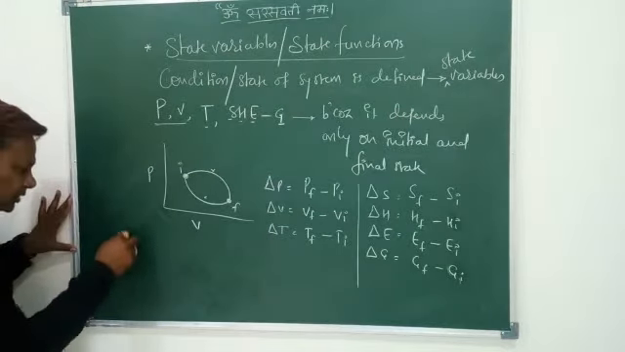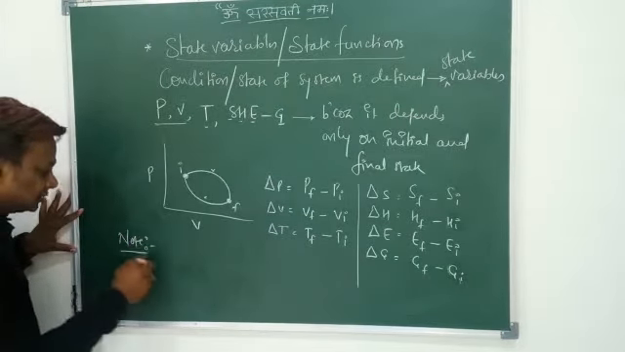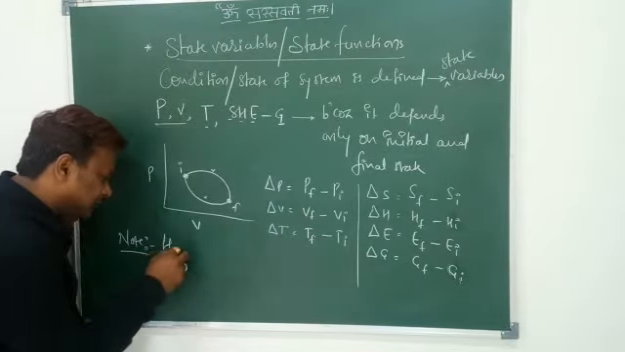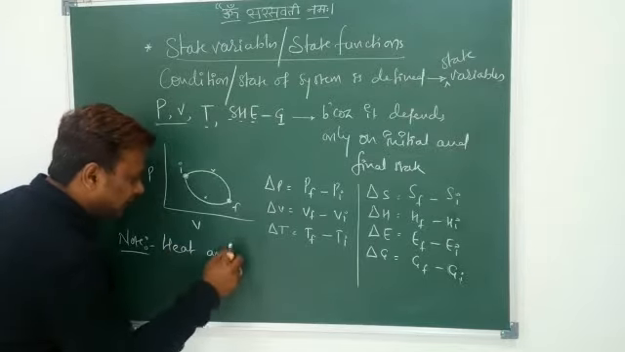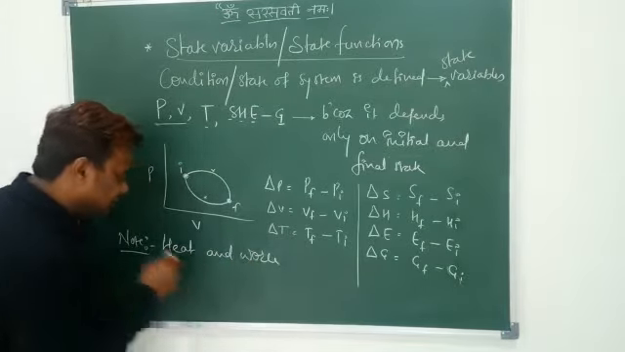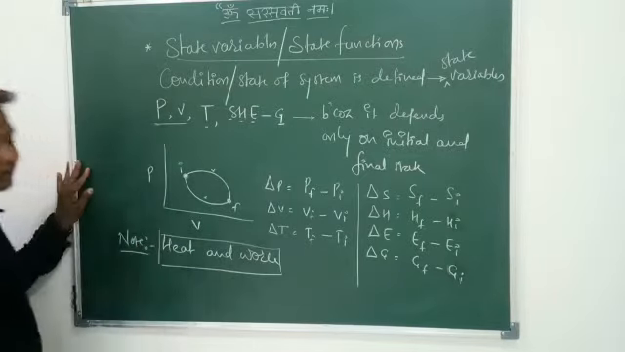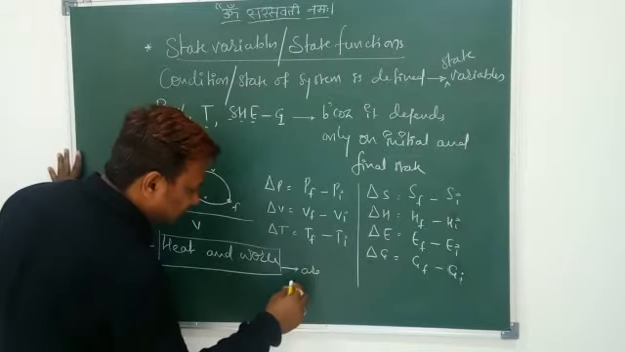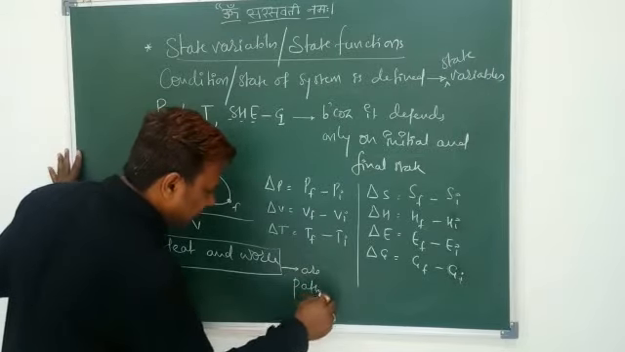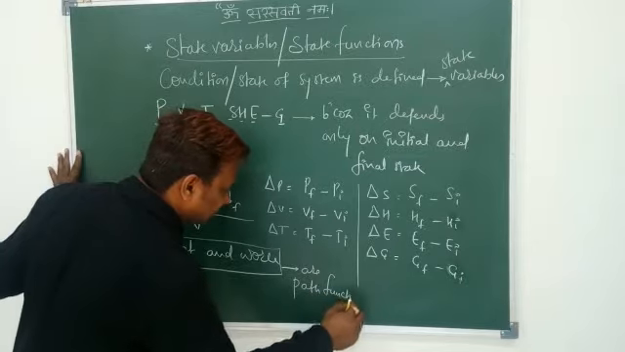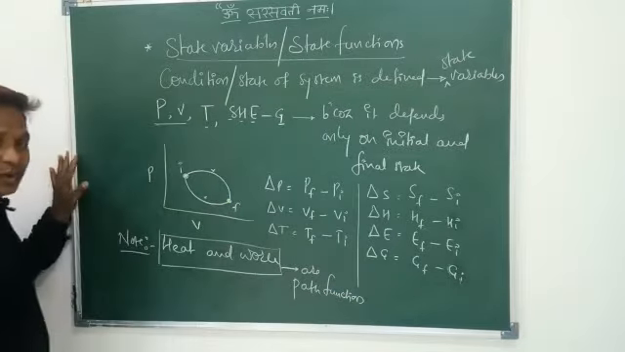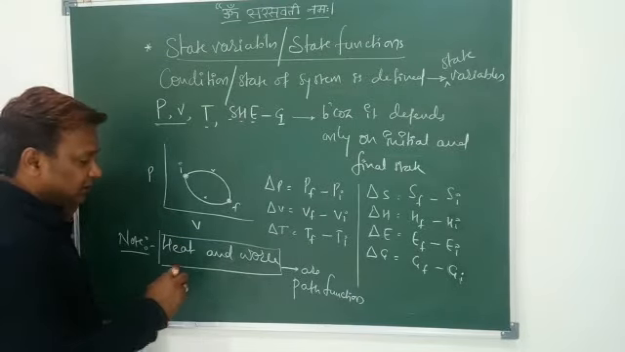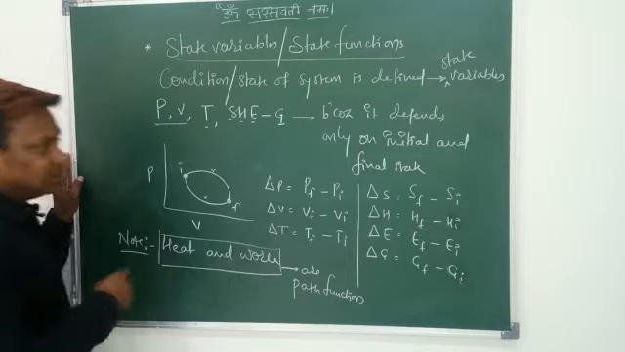The most important point you should remember, because the children have doubts on this part, is about heat and work. These two terms, heat and work, are both path dependent, which means they are not state functions but path functions, or path variables, because they depend upon the path but not on the initial and final state. Let us take one example for this.